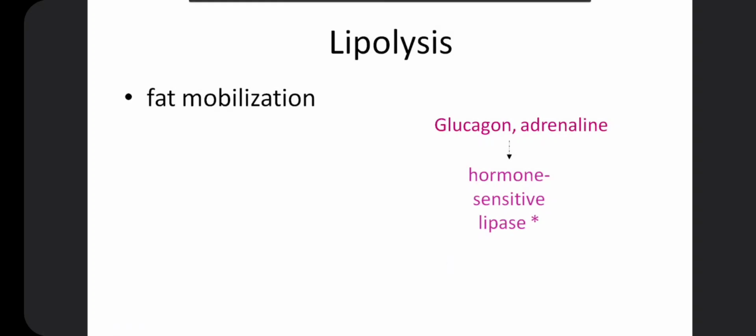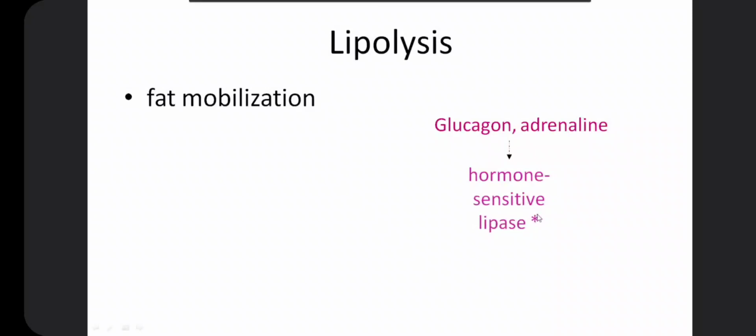Okay, next let's see fat catabolism, that means lipolysis. Lipolysis starts from fat mobilization. So first let's see what fat mobilization is. Fat mobilization in fact describes a process in which free fatty acids are released from the triglyceride through hydrolysis by lipases in the adipose cells.